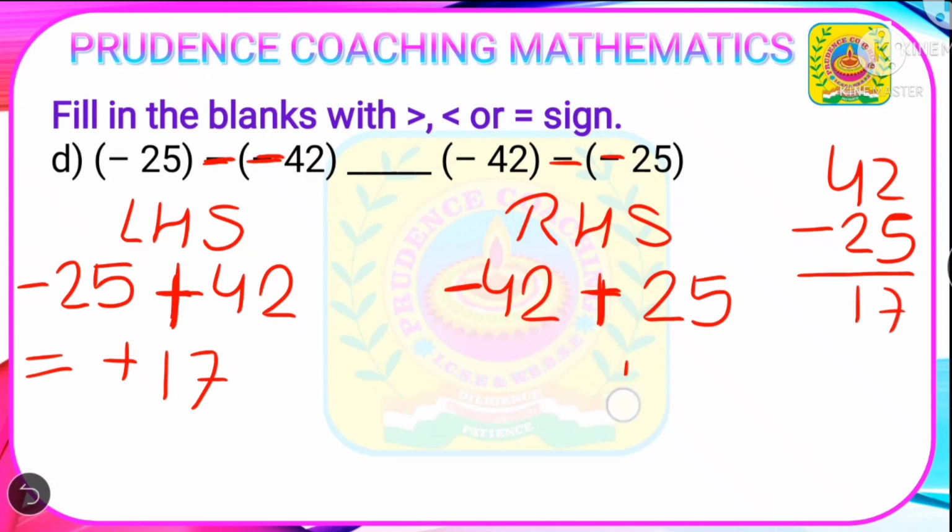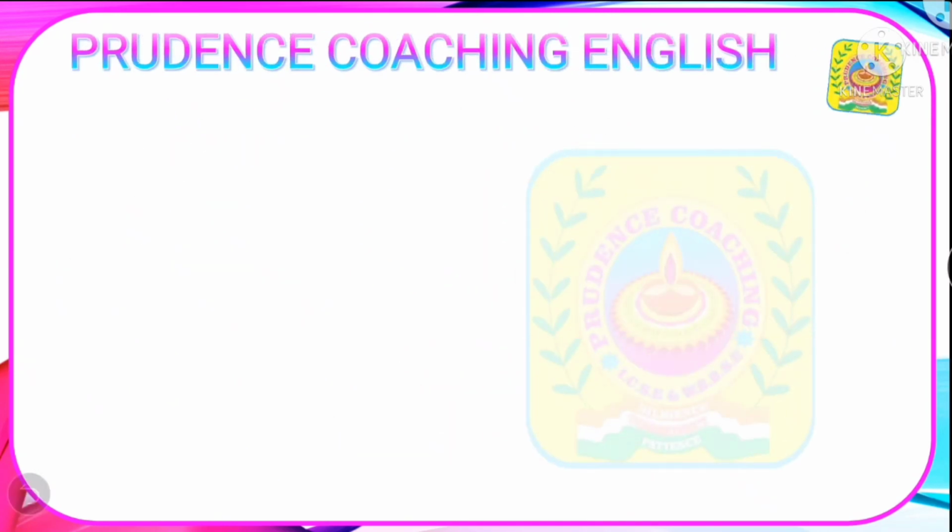So we will write 17 here, but you must remember we need to give the sign of the bigger number, that is 42, so it will be minus 17. And this one is positive, that is LHS, and RHS is negative 17, but the number is the same, here also 17, here also 17, so the positive one will be greater than the negative one, so here LHS is greater than RHS.